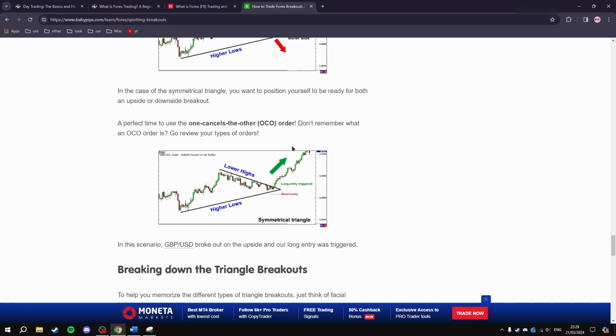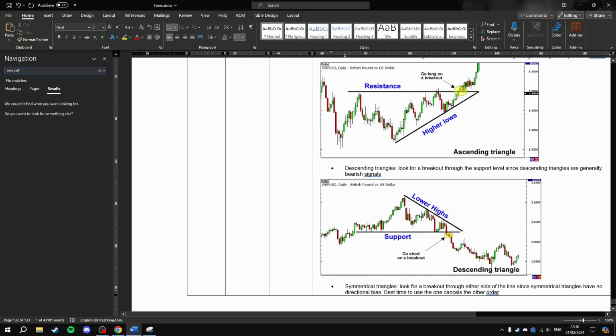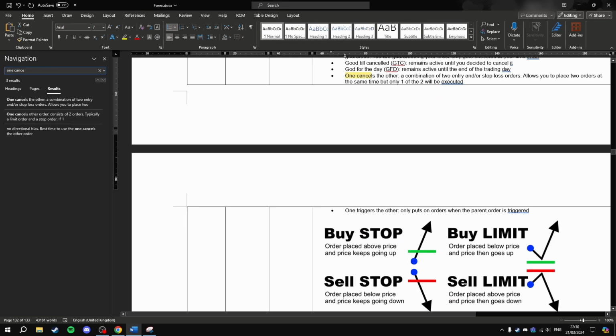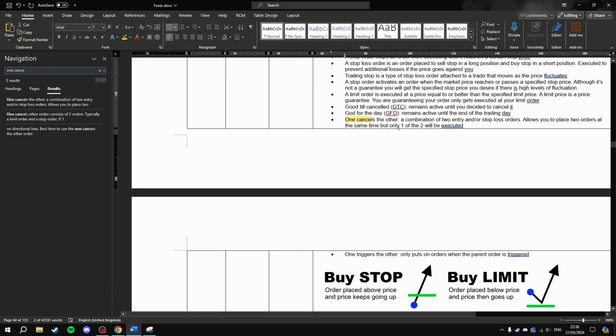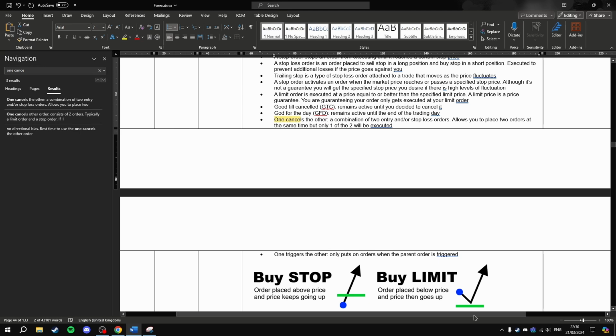In this scenario, GBP/USD broke out on the upside and our long entry was triggered. One cancels the other: a combination of two entry and or stop loss orders allows you to place two orders at the same time, but only one of the two will be executed.